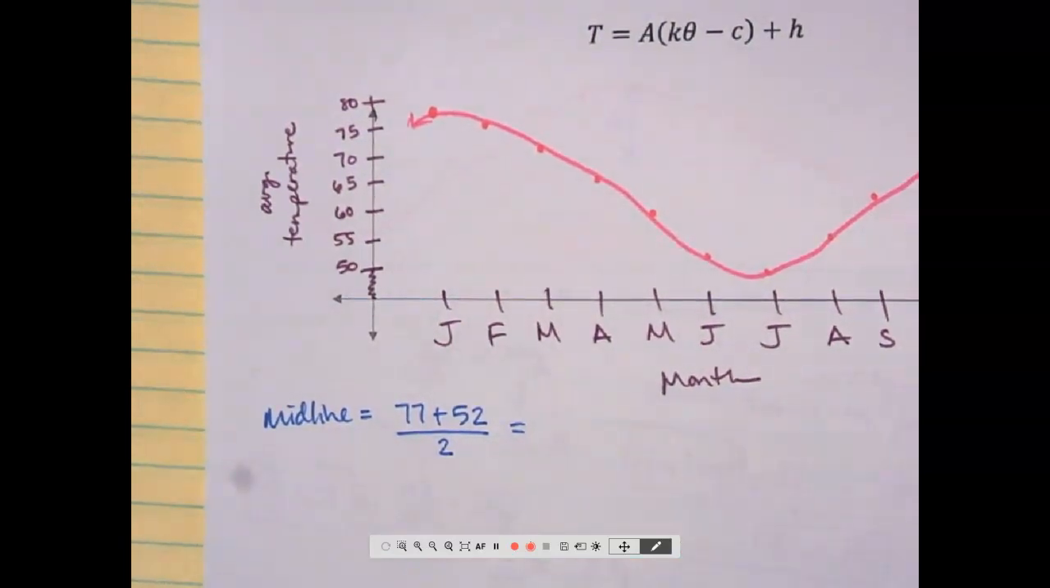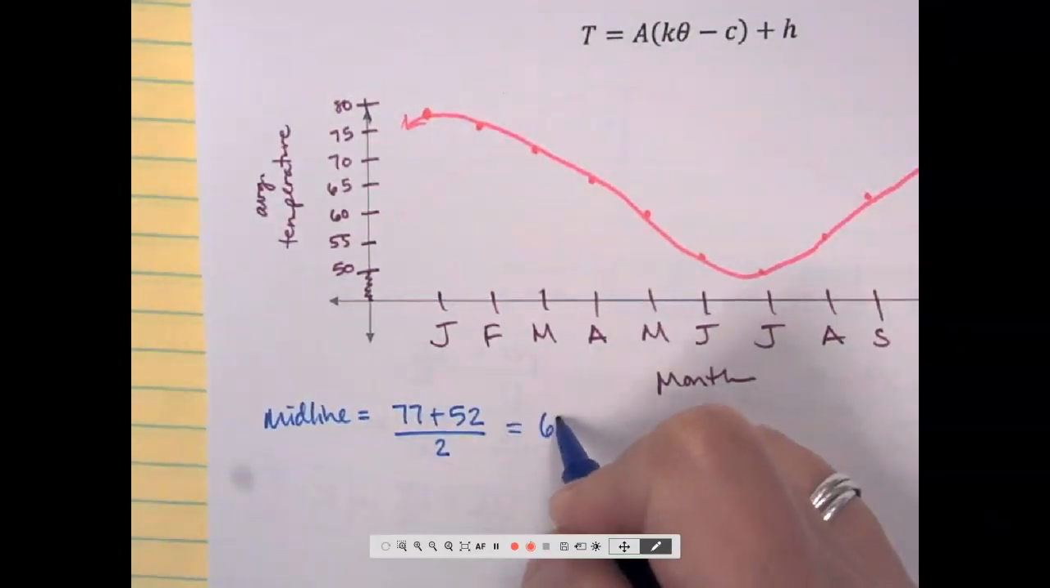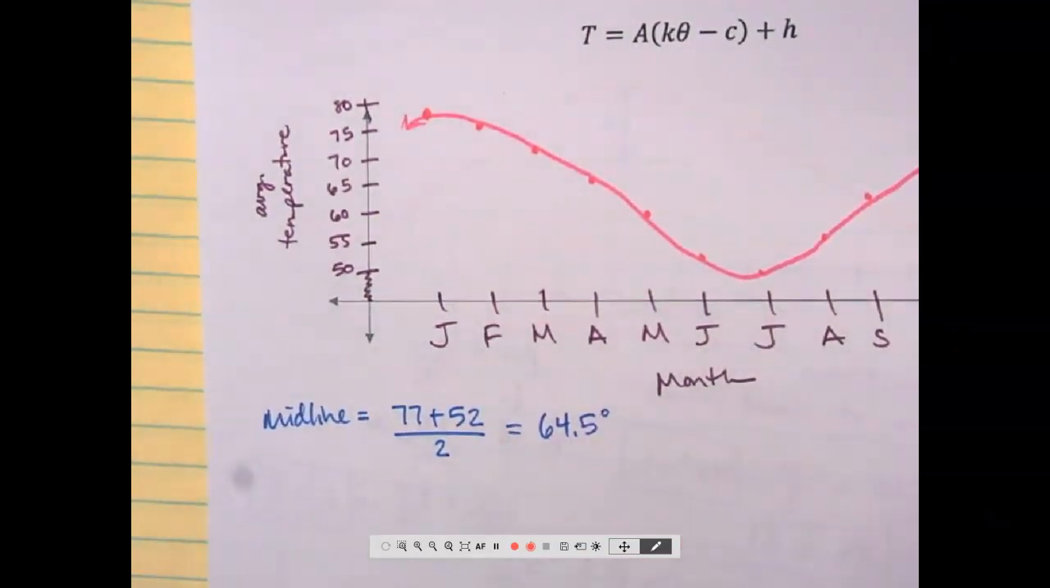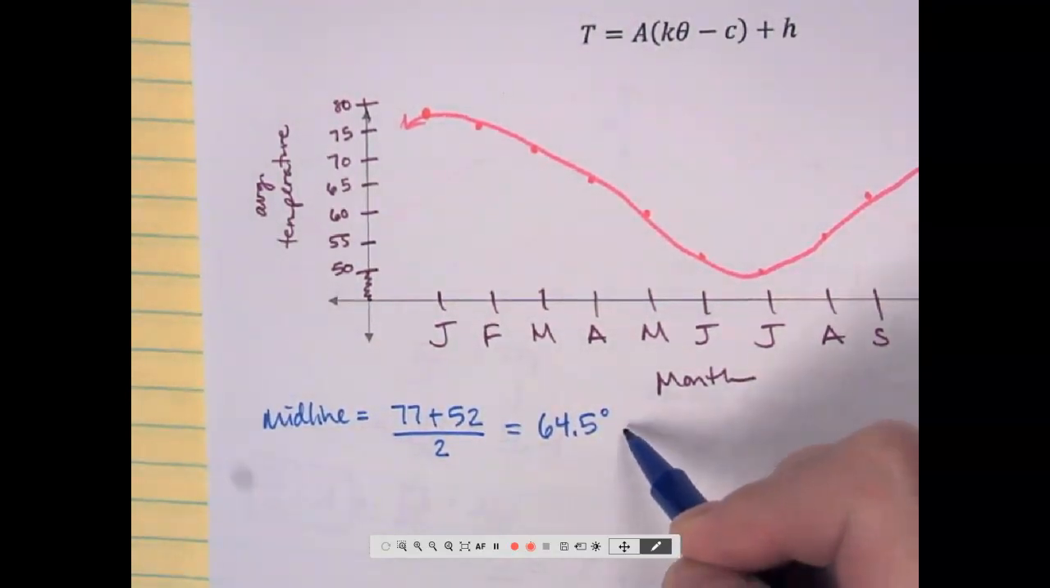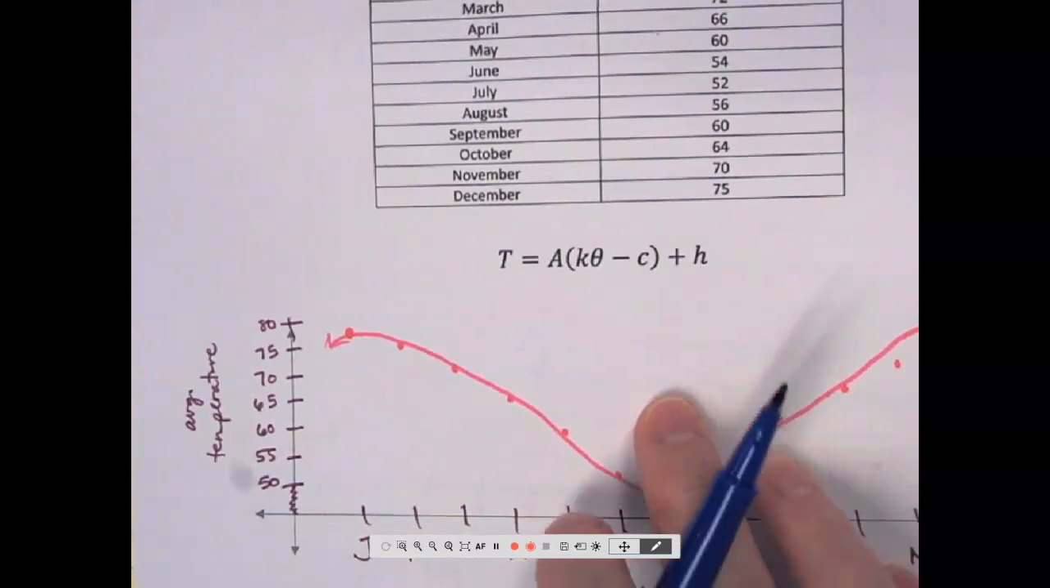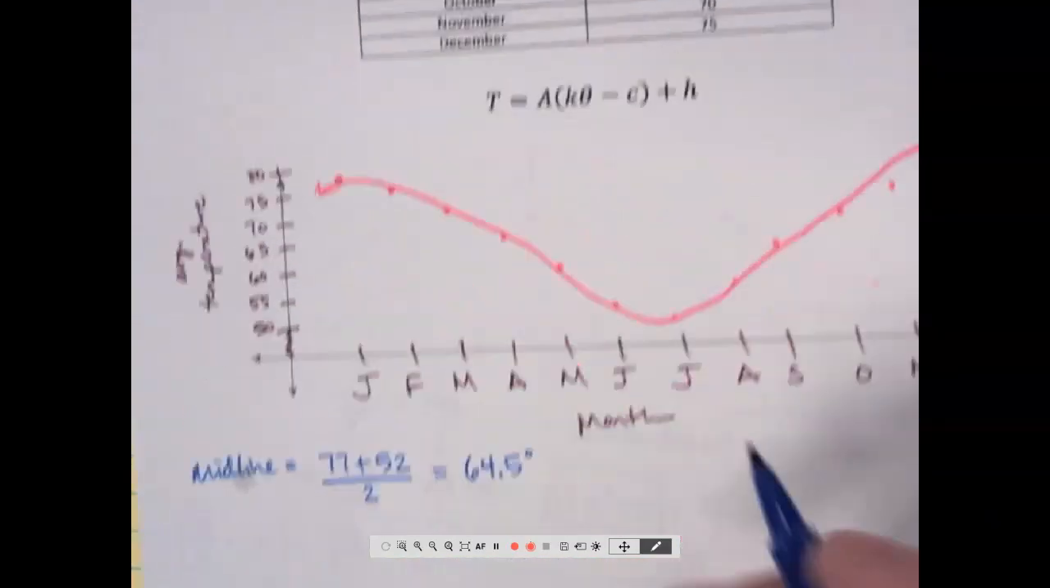Some of these we're going to get little decimals. Let's see, that's 129 divided by 2. 64.5. And that will represent what in my equation? Which is what in terms of these variables? H.